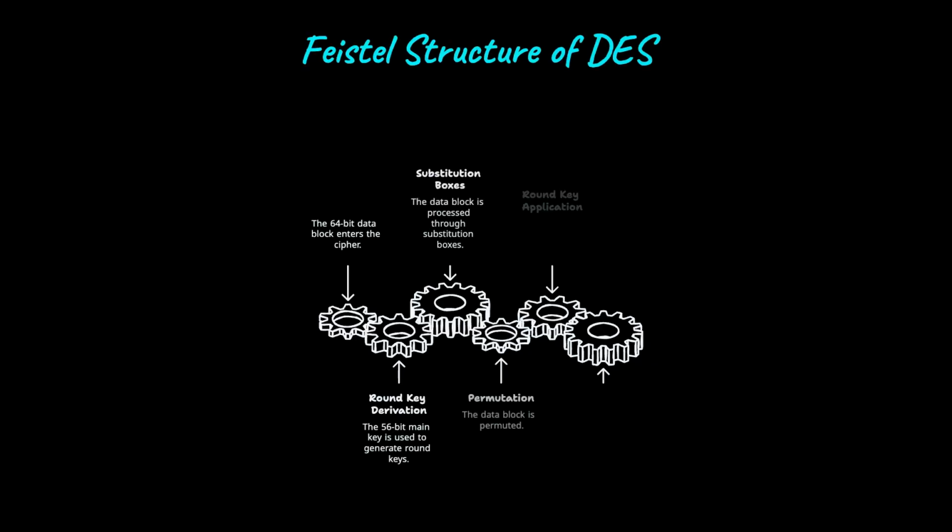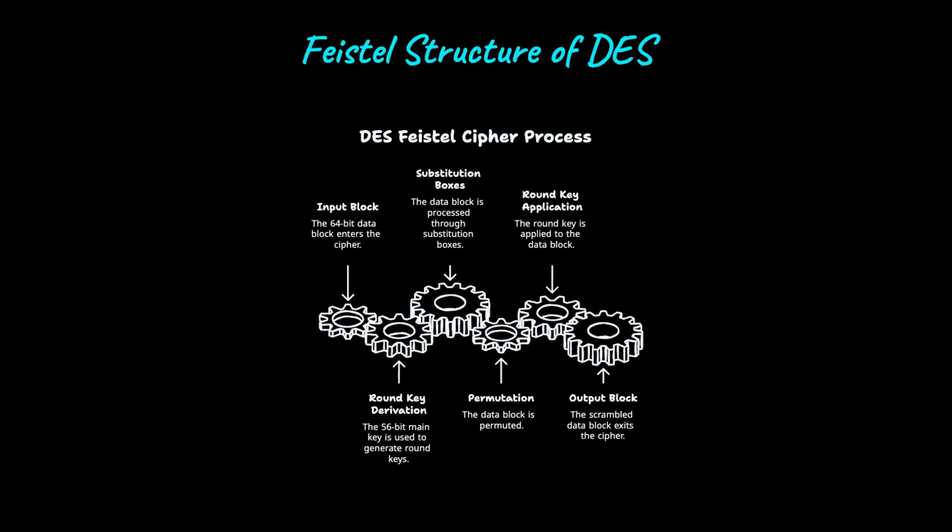DES worked on 64-bit blocks using a 56-bit key, repeating rounds of substitution and permutation in what's called a Feistel structure. This layered, iterated design became the template that later ciphers would follow.